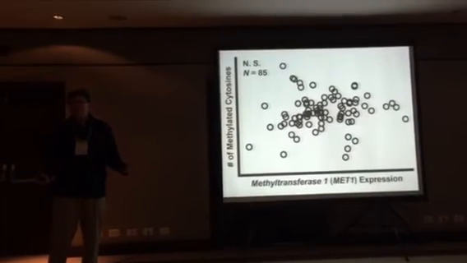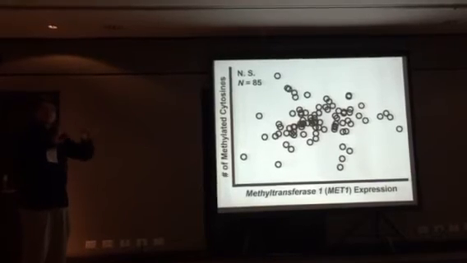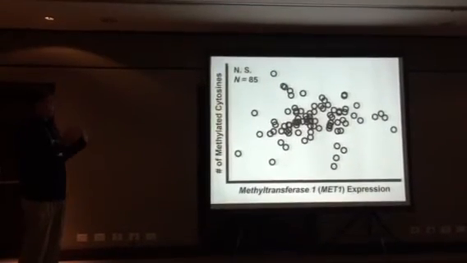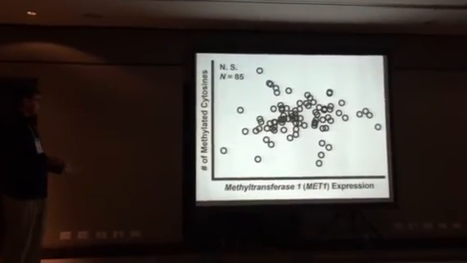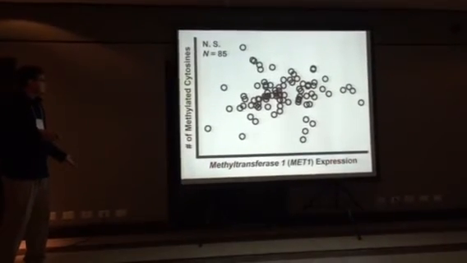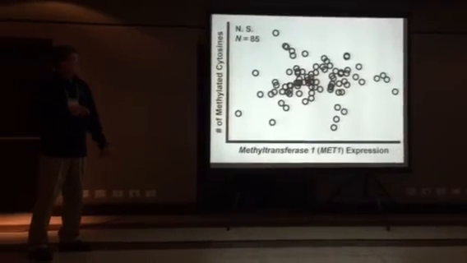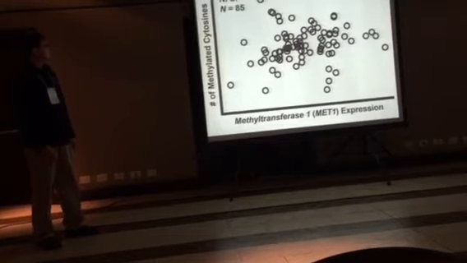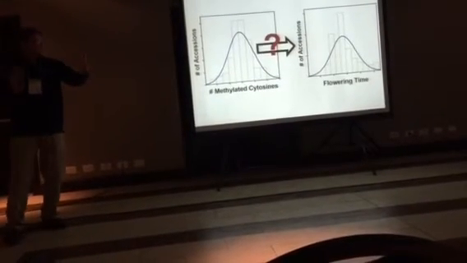And the answer appears to be no. So we have a mismatch between what you see in the mutants and what you see when you look across natural strains. For example, with methyltransferase 1, with that DNA methyltransferase, as you increase in expression, there's no relationship to the number of methylated cytosines. And this is looking at individual strains plotted out here for this regression. There's no relation.